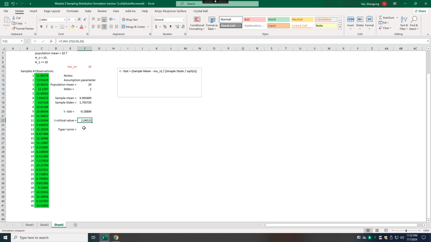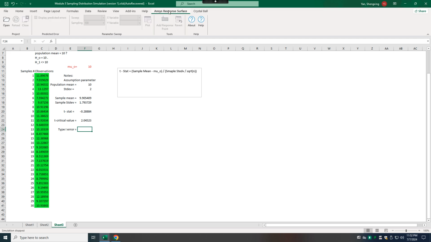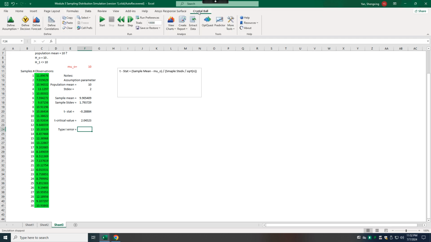Okay, we make this cell our forecast right now. We still use the Crystal Ball function, but we define the forecast. We need to set a formula for type 1 error. In what case will the type 1 error occur? It is when the absolute value of the t-statistic is greater than the t-critical value.